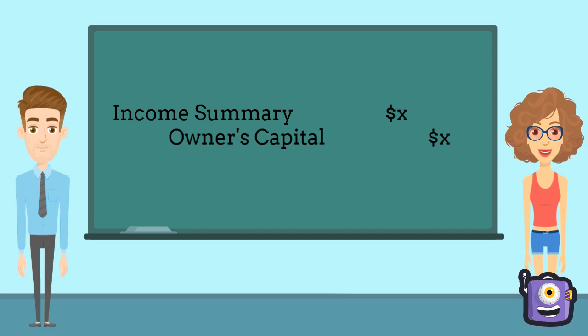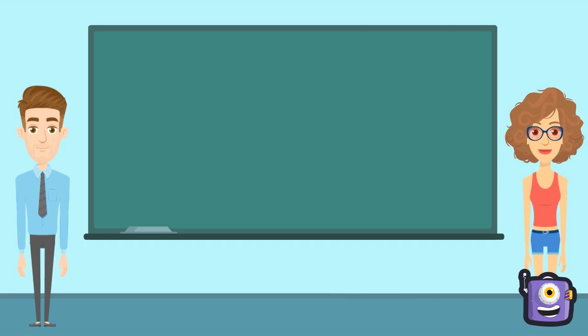This is closed to the owner's capital account in the following journal entry on the blackboard. We debit the income summary because it has a credit balance and we need to reduce it to zero. And we credit owner's capital to increase the balance because the owner's capital account increases with a credit.